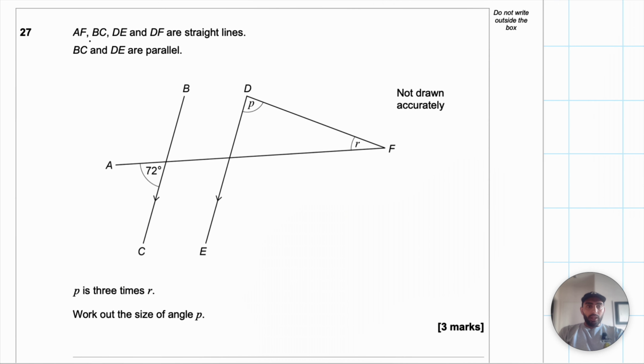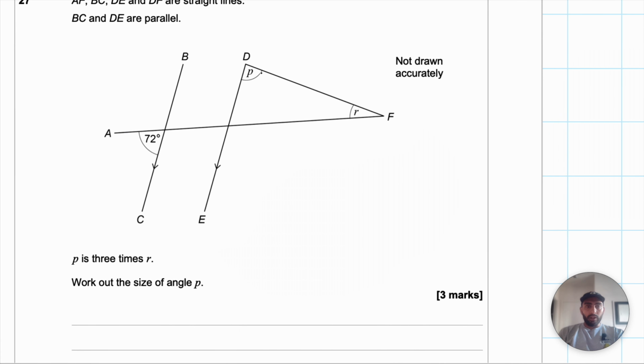Question 27. AF, BC, DE, and DF are straight lines. BC and DE are parallel, and we've got this line AF going through them. P is 3 times R. P is 3 lots of R, so I'm just going to write that as 3R, because that might be useful later. Work out the size of angle P, and that's what we're trying to find.